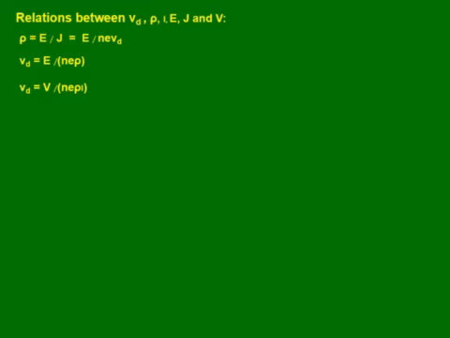I is equal to nevd divided by A, so J will be Ne into Vd. Therefore Vd would be equal to E by Ne rho, or Vd is equal to V by Ne rho into L. Here E I am replacing by V by L. So you can see J is equal to I by A and E is equal to V by L.